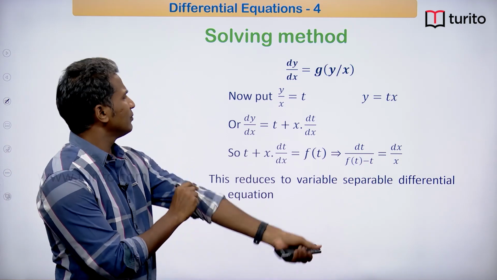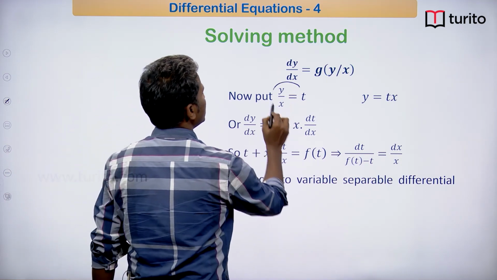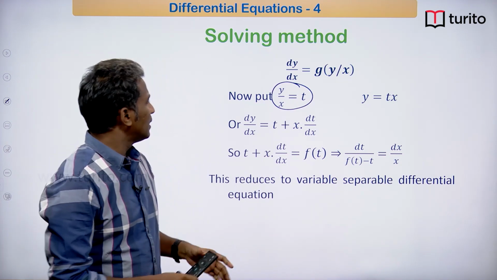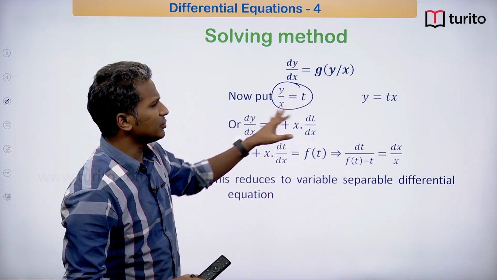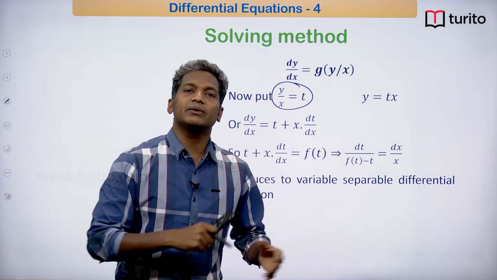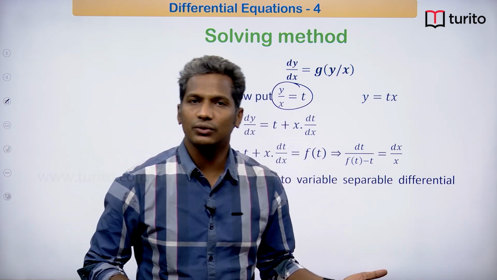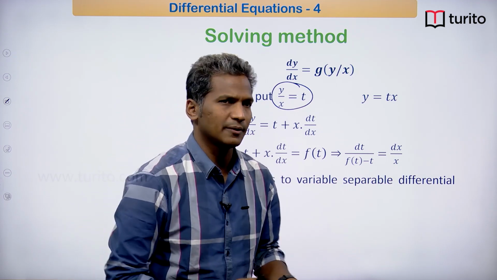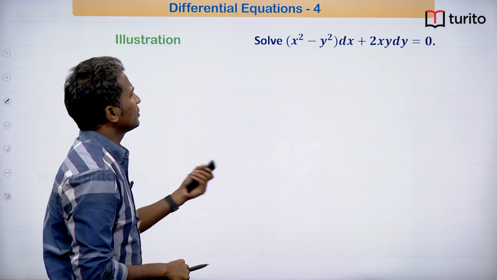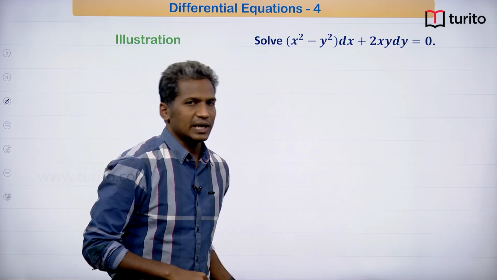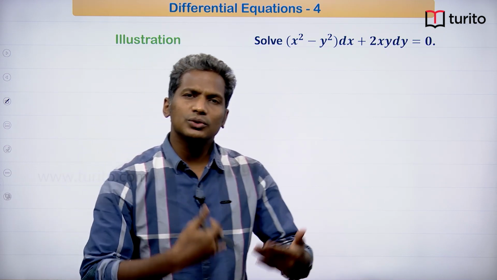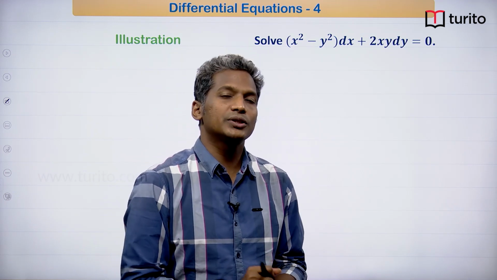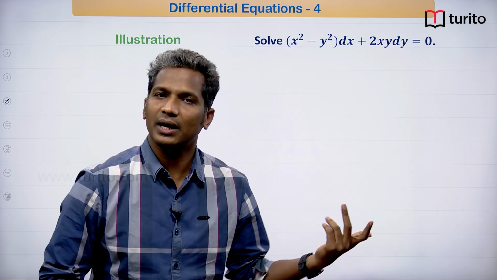What is the method? We have to put y by x as a new variable t or z depending on your convenience, and then when we substitute this, the entire equation will get converted into variable separable form. Okay. So, after that you can solve the question. So, now let us look at a problem based on this idea, and through solving this you will also learn the method of solving it. Okay. And also you will understand the logic behind the method.